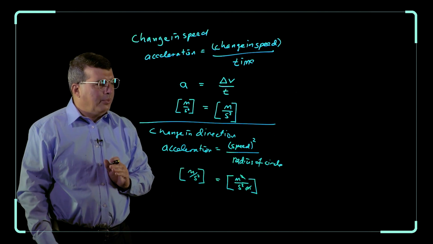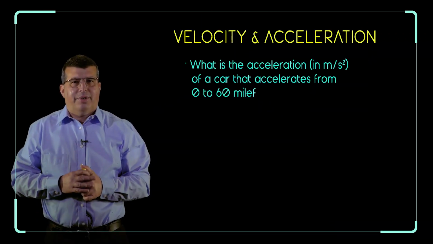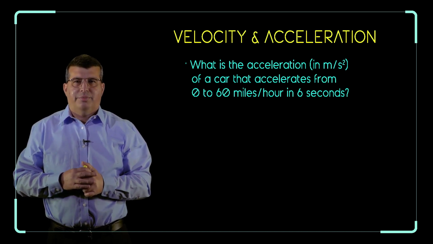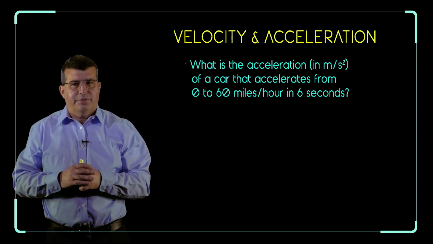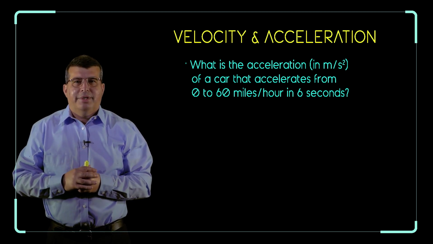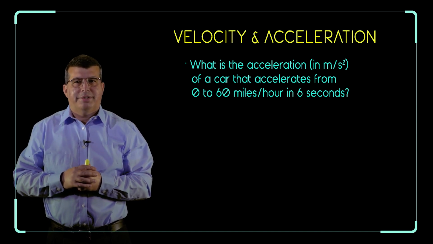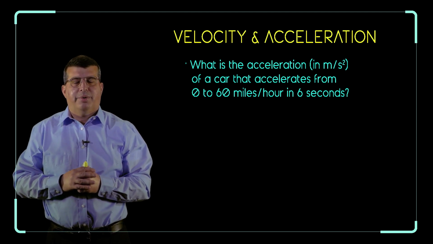Okay, let's work out an example of this. So here's a situation for you to analyze and a question for you to answer. What is the acceleration in meters per second squared of a car that accelerates from 0 to 60 miles per hour in 6 seconds? That's how you'll typically hear acceleration quoted in regards to automobiles. So this particular car goes from 0 to 60 miles per hour in 6 seconds. And what we want to know is, what is that acceleration in meters per second squared?